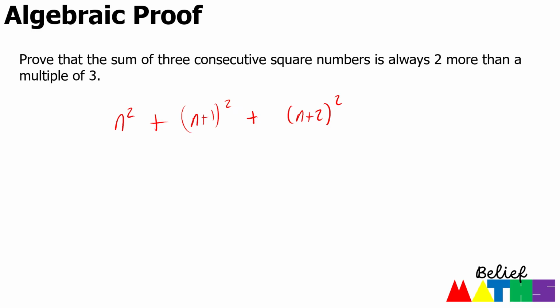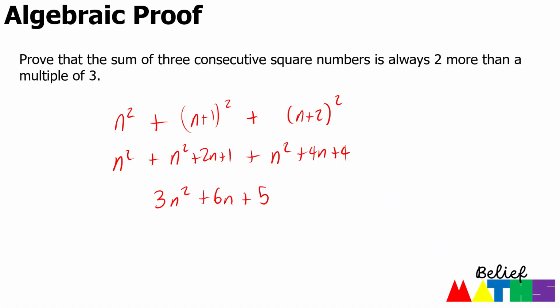So let's do that manipulation. n squared plus, expanding our brackets, we get n squared plus 2n plus 1. And then if we expand our second brackets, we get n squared plus 4n plus 4. Tidying this up by collecting like terms, we get 3n squared plus 6n plus 5.